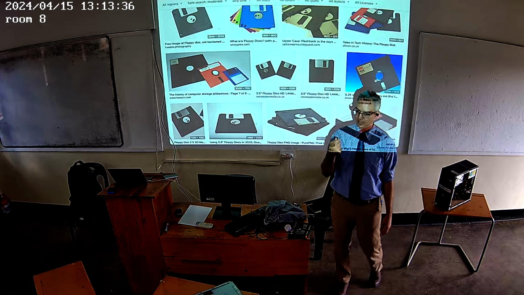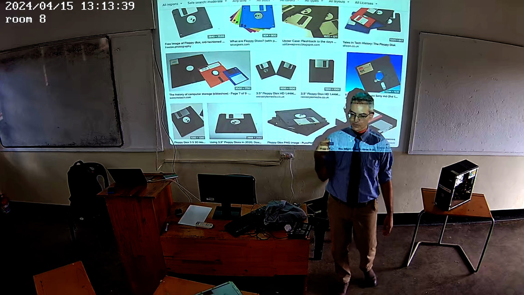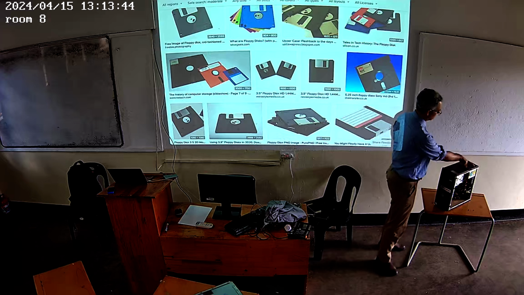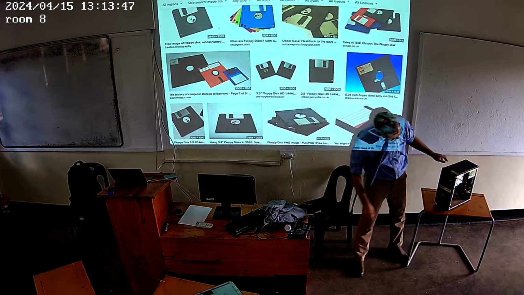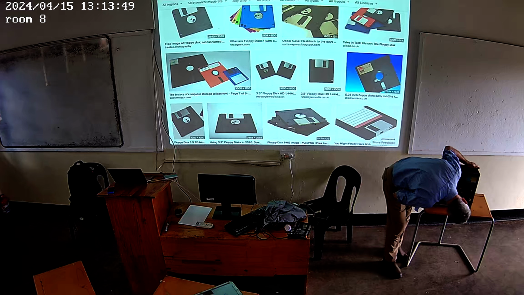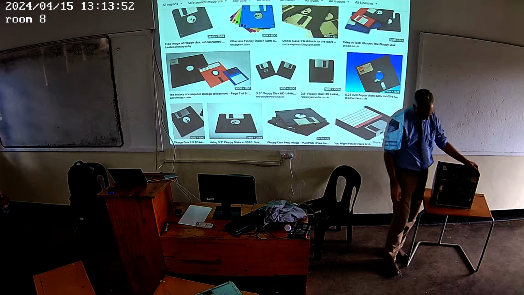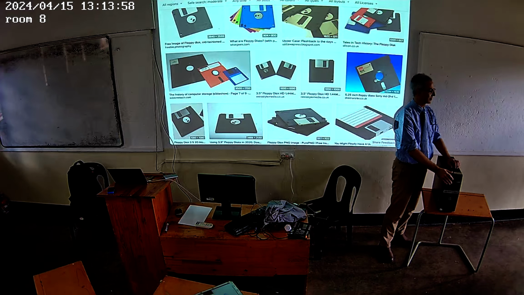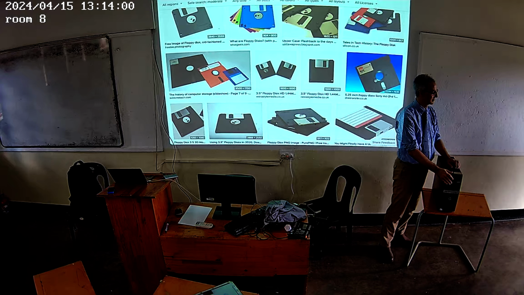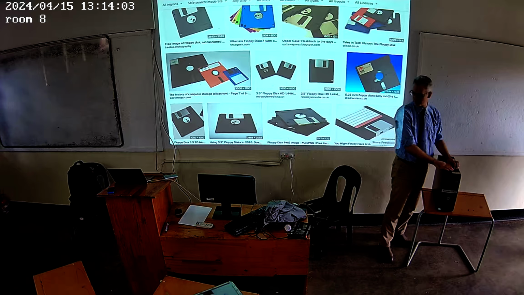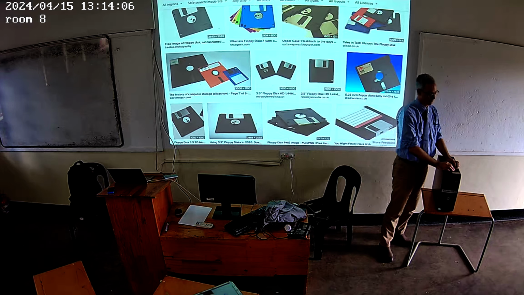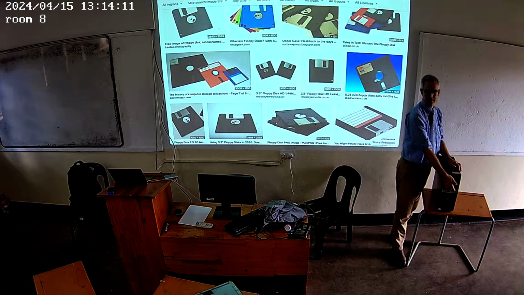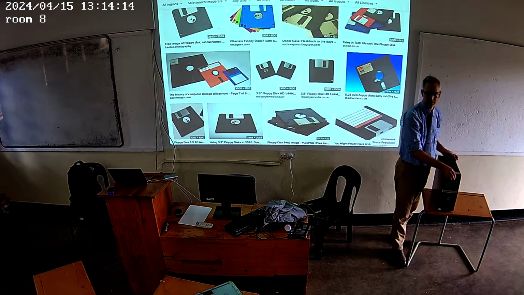The floppy disk meant it was external. You could put it in and out of the computer. The hard disk is what lives inside the computer. So in this case, the hard drive is this one here. Notice the hard drive, there's no way to access it from outside. It lives inside the computer.